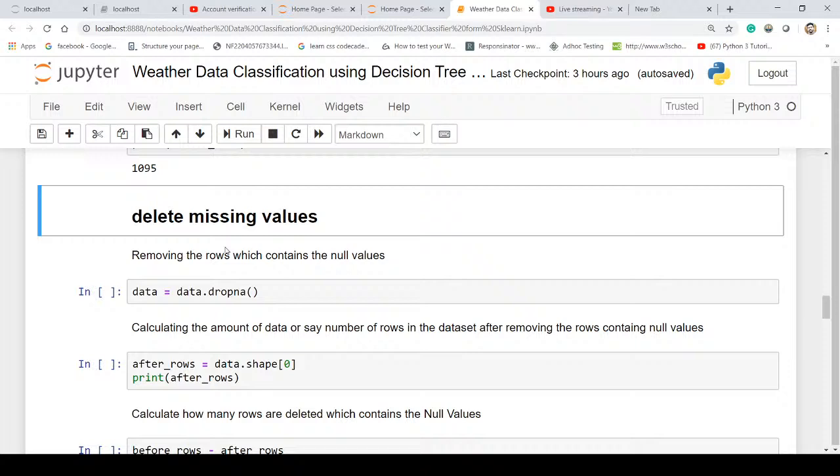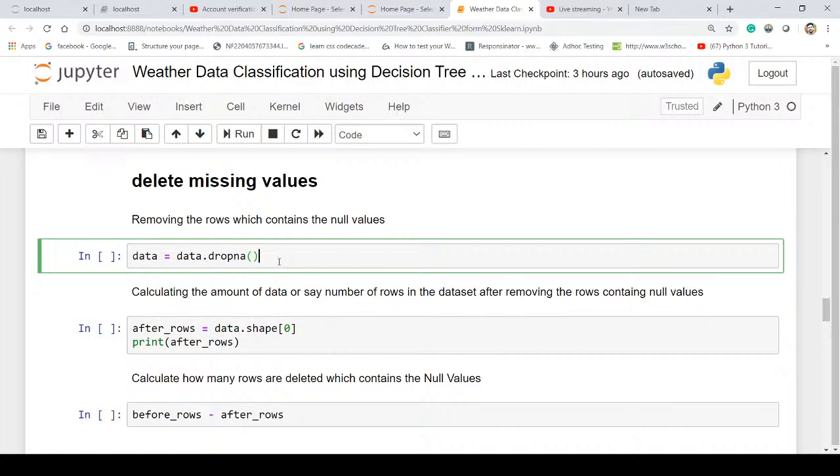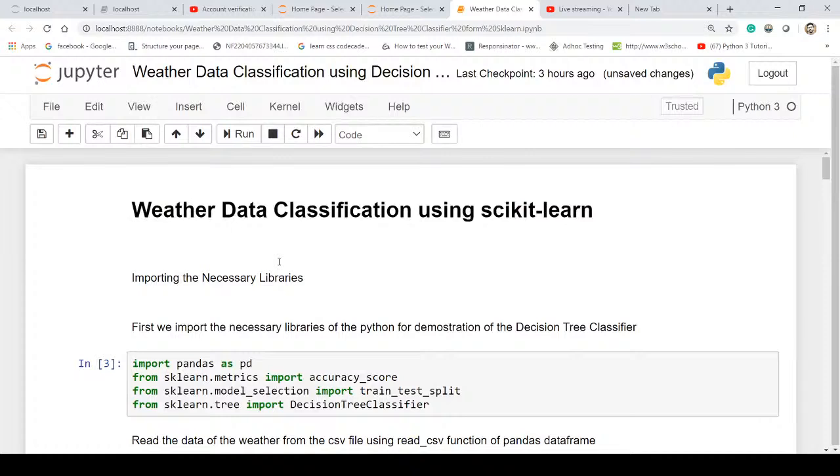Here, what I have mentioned is removing the rows which contain the null values: data equal to data dot dropna, calculating the amount of data, or the number of rows in the dataset, after removing the rows containing null values. The total number of rows we have, we can just run the code. Okay, it is throwing an error, because we have to start our code once again.